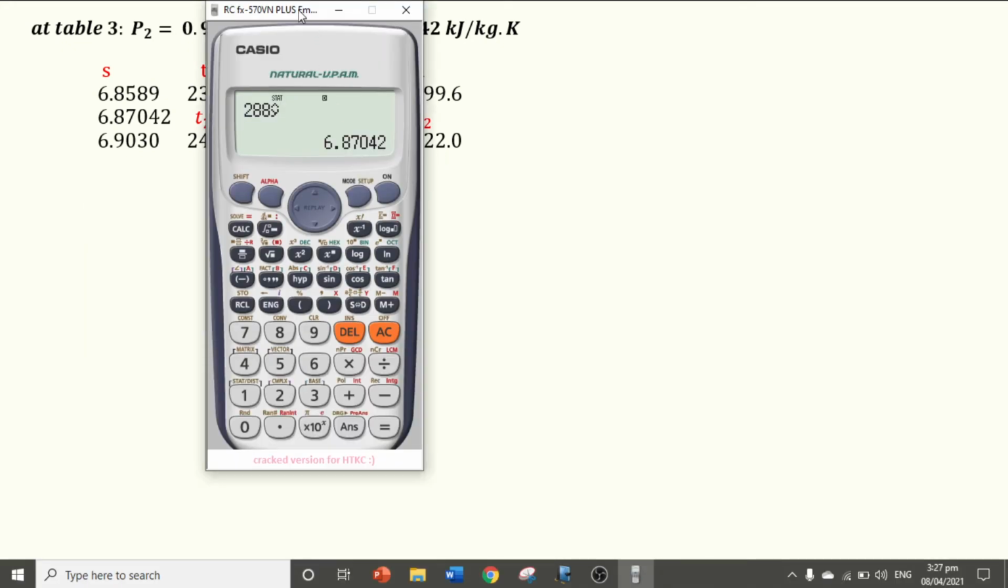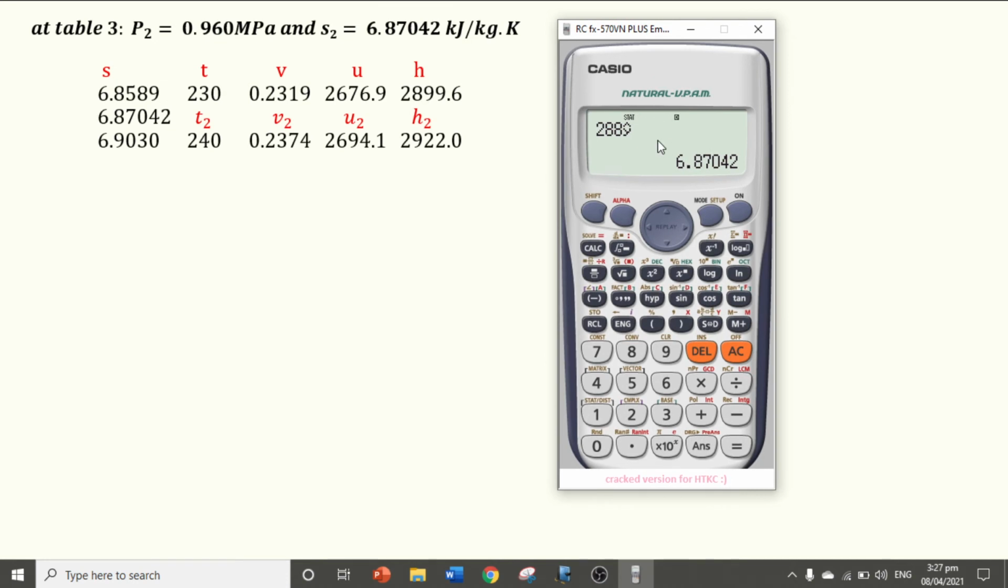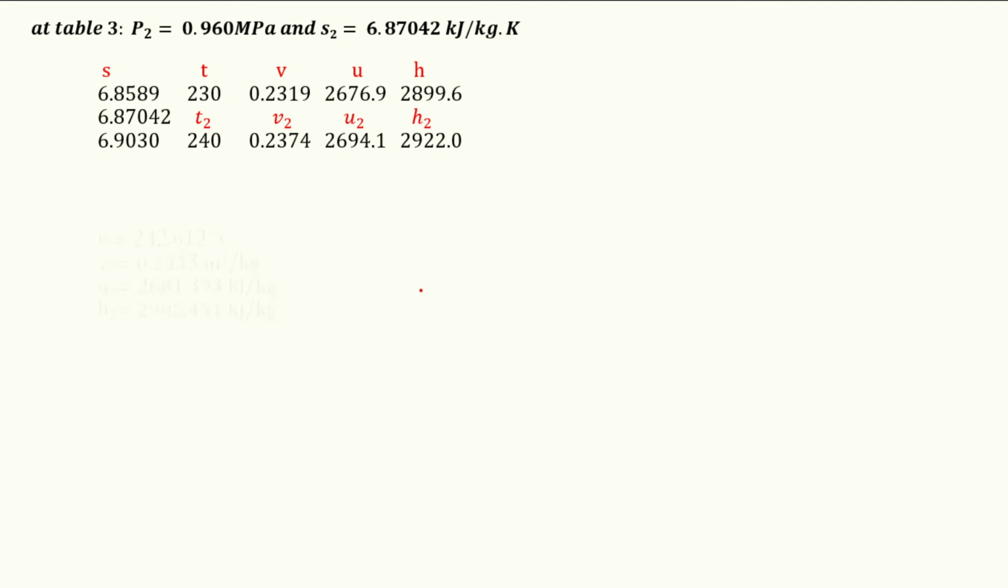Solve na natin si T2, V2, U2, and H2. So, lagay lang natin si ating entropy. Lagay natin si temperature na 230 and 240. Press AC, shift 1, 55. Lagay natin si 6.8704. Yun. 232.612 degrees Celsius.